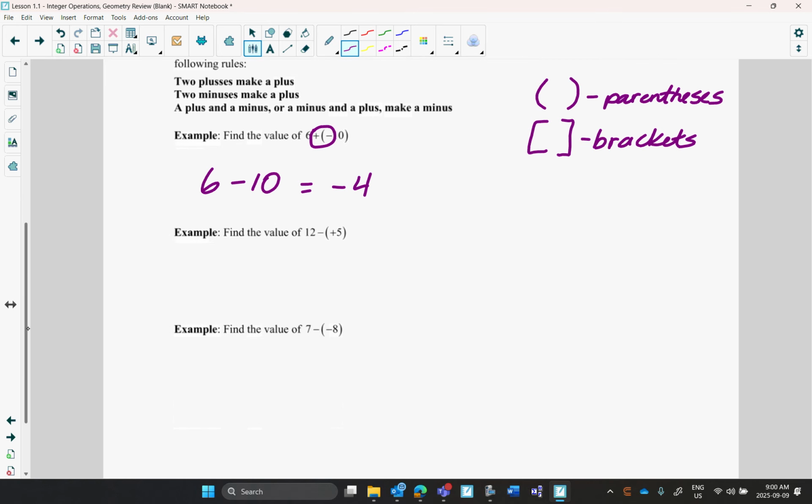What would this question look like without the parentheses and the signs combined, Romy? Good. And this one? 7 plus 8, which is 15. Good.